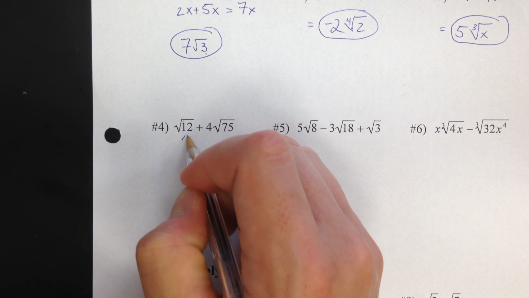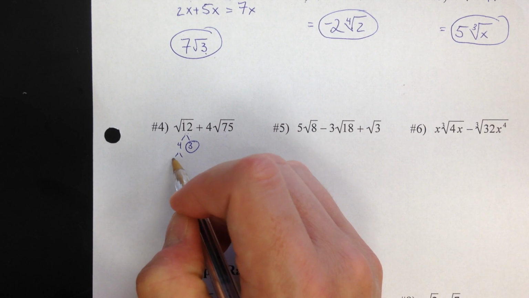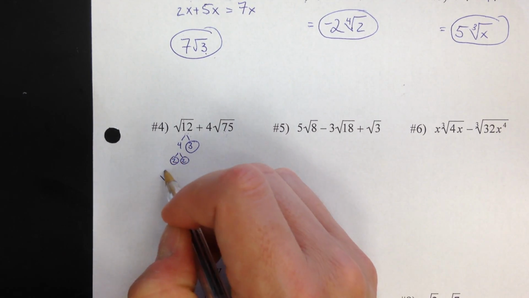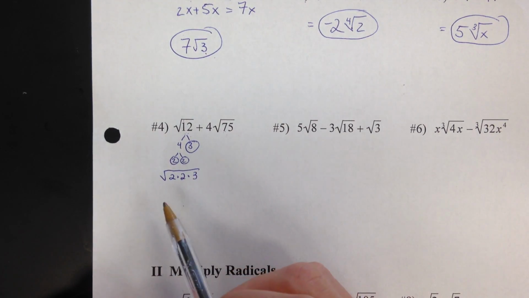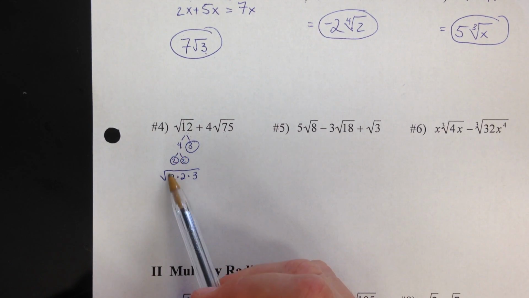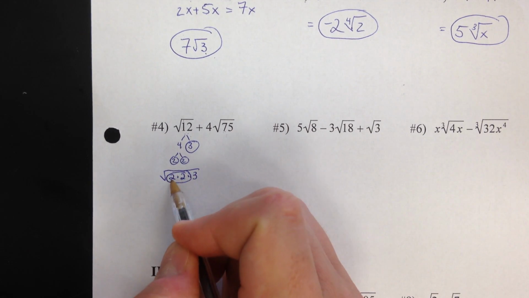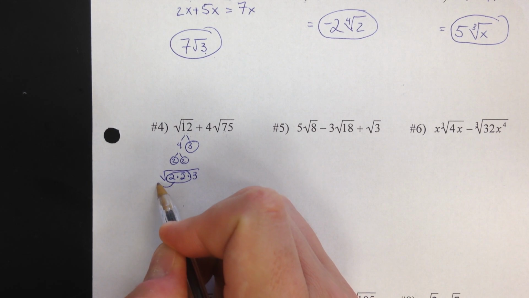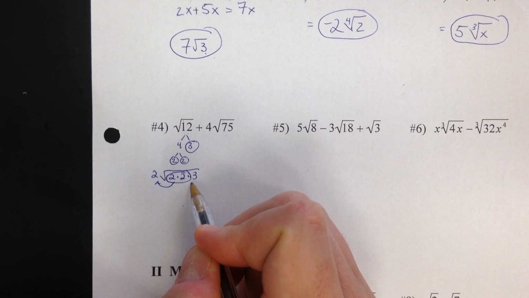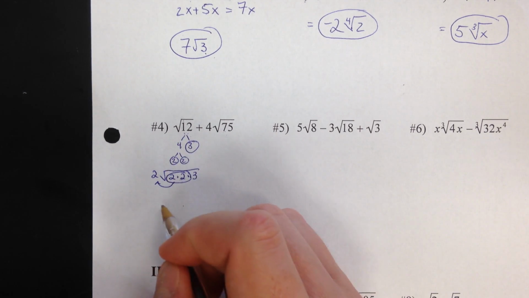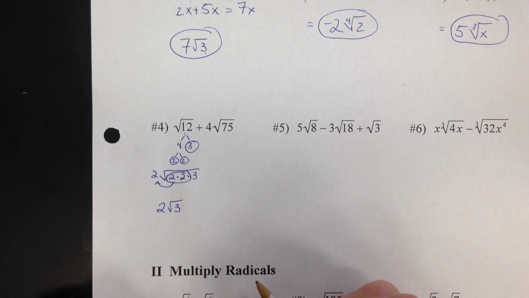Square root of 12, I can break that down. That's 4 times 3. I'm going to do a factor tree. And then 4 is 2 times 2. So the square root of 2 times 2 times 3. Now, you may have noticed 4 is a perfect square. So 2 times 2 is really a perfect square. So I take that pair, that's a 4. The square root of 4, when I pull that out, just becomes a 2. So the 3 stays underneath. The square root of 12 is the same as 2 square root 3. So now I simplified that.